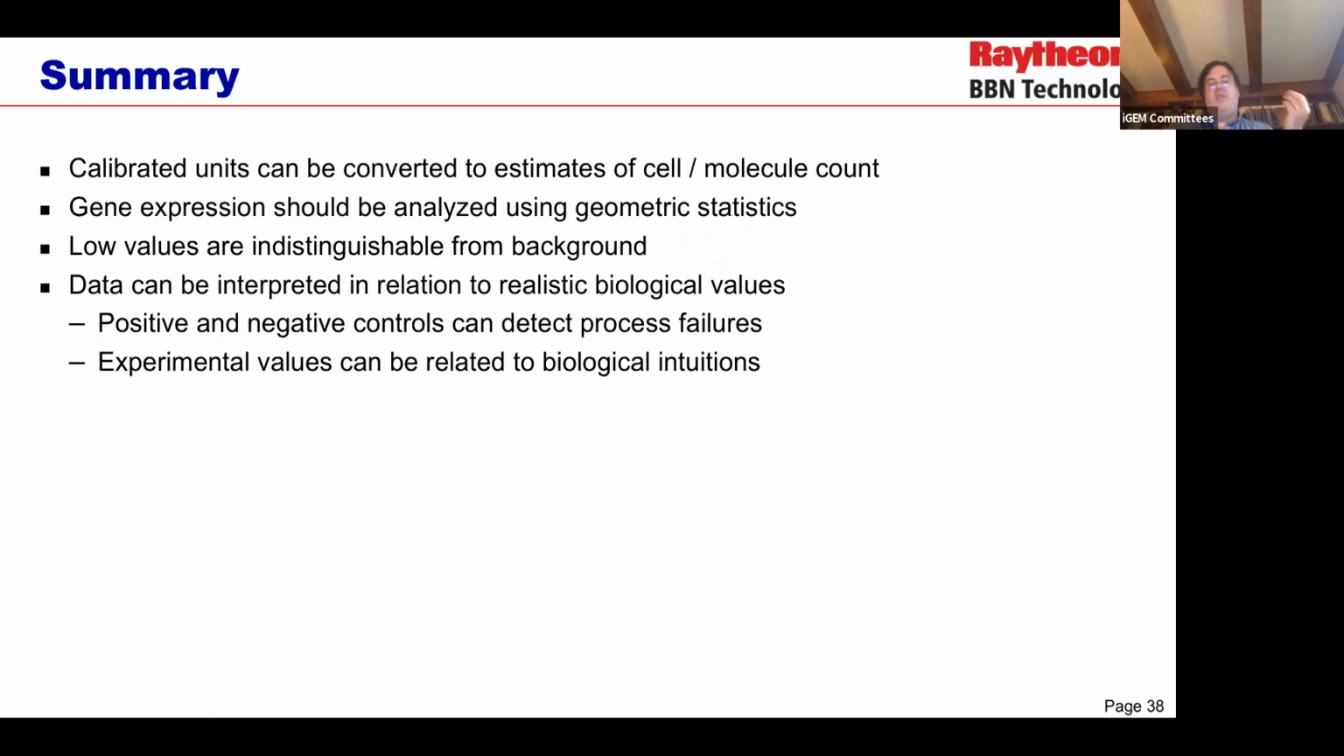Once we've done all this, we can interpret our data in relationship to realistic biological values using positive and negative controls to detect process failures and relating our experimental values to our biological intuitions.